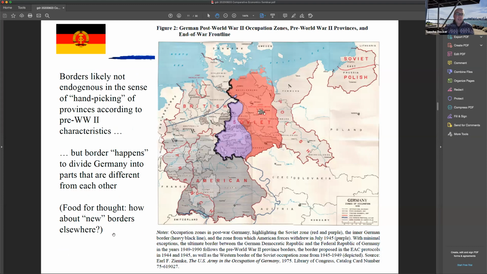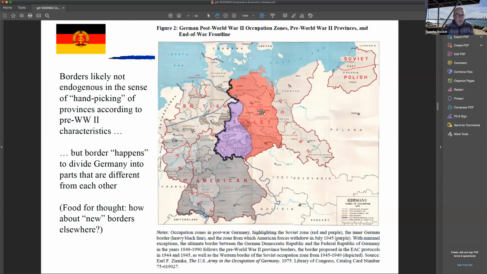These borders are not, in our view, endogenous in the sense of the Soviets, Americans and Brits handpicking the different areas, but it's roughly splitting Germany into thirds. And then the French came in and that changed the shares a little bit, but the original idea was one-third, one-third, one-third.